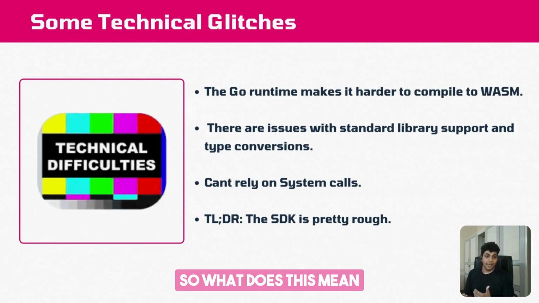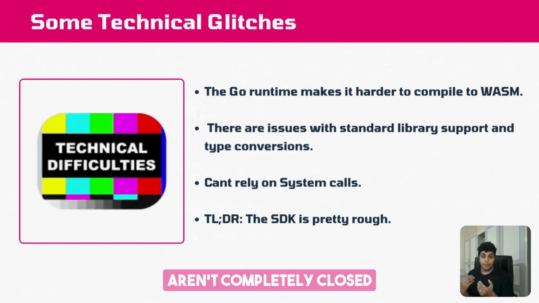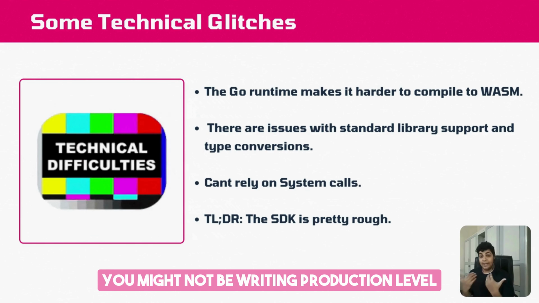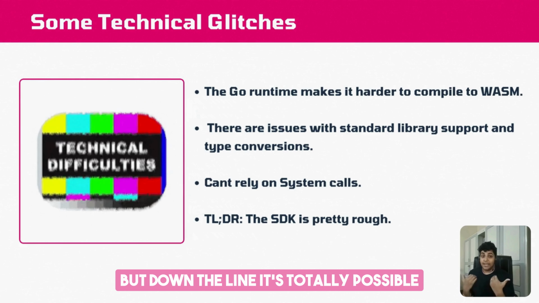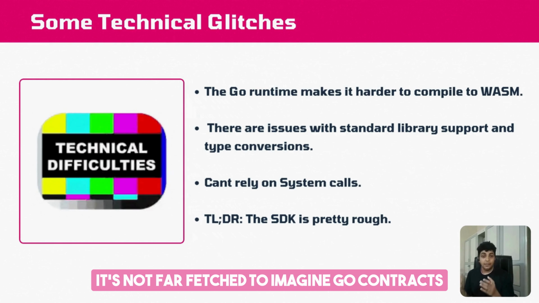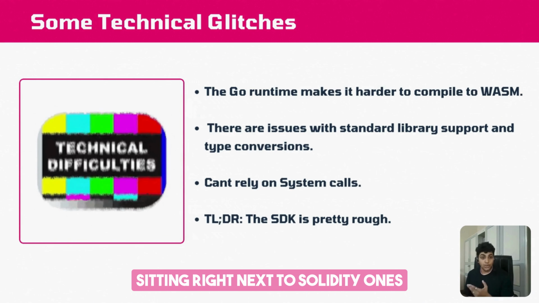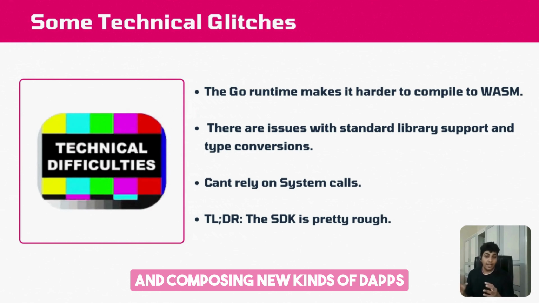So what does this mean? If you're a Go developer, it means that the doors aren't completely closed. You might not be writing production level Go contracts tomorrow, but down the line it's totally possible. And with Stylus supporting multiple VMs, it's not far fetched to imagine Go contracts sitting right next to Solidity ones, sharing states, calling each other, and composing new kinds of dApps.